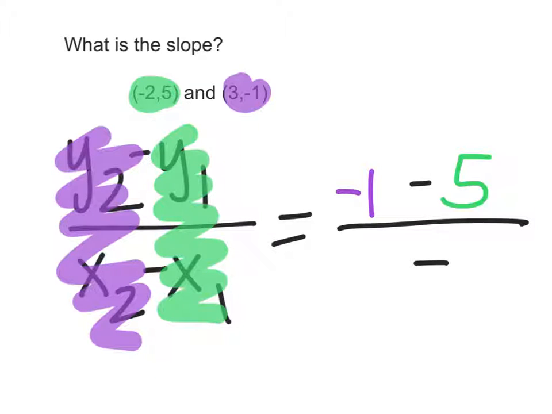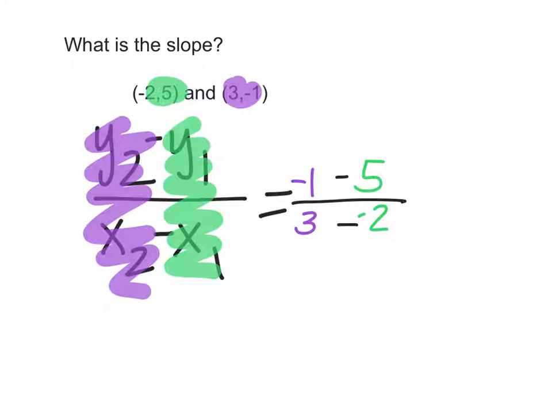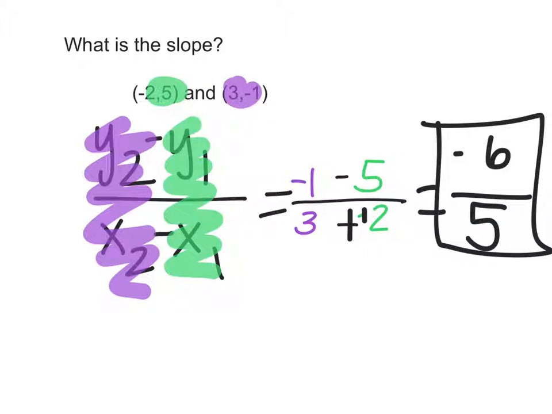Then I'm going to put my x values on bottom. So 3 is going to go on bottom, and negative 2 is going to go on bottom. Let's write that in green. So then we can do our math. And negative 1 minus 5 on top is going to give us negative 6. On the bottom, when I have 3 minus negative 2, that's really 3 plus 2, because 2 negatives makes a positive. And 3 plus 2 is 5. So my slope would be negative 6 over 5.